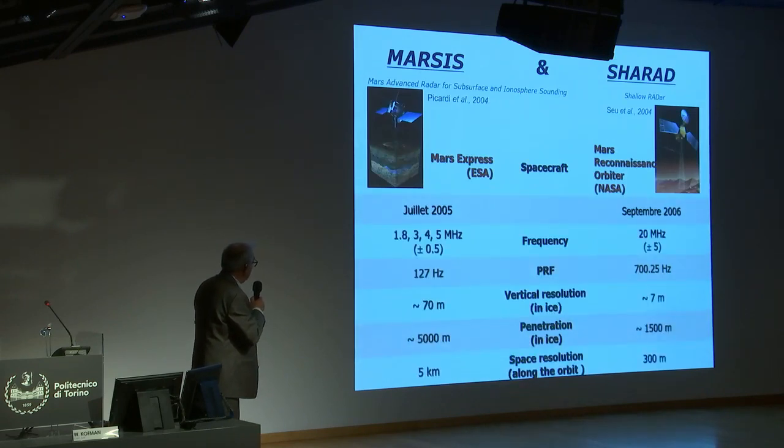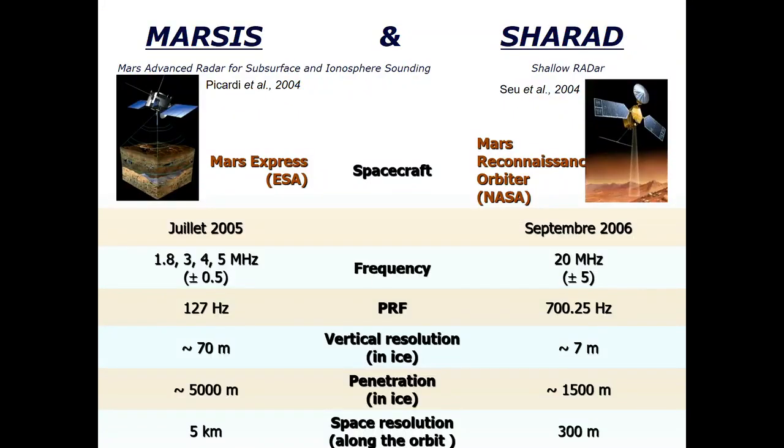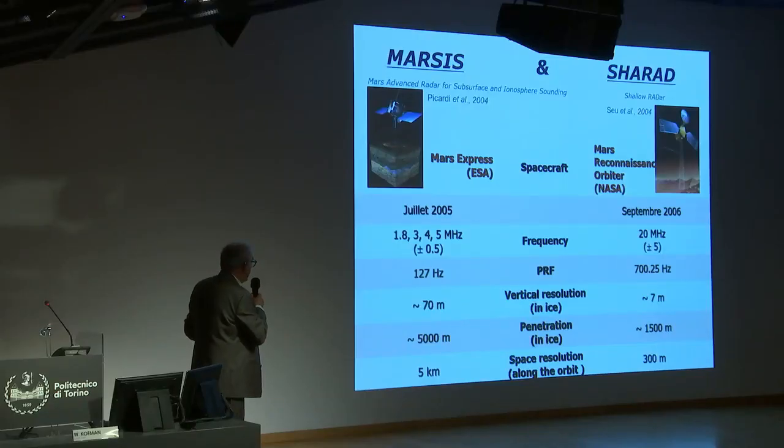Then let's go to MARSIS. I'm too long, probably. Okay, the essential difference between MARSIS and SHARAD is the frequency. MARSIS operates at frequencies from 2 to 5 megahertz, and SHARAD at 20 megahertz, which means that we have different space resolution, which is 7 meters for SHARAD and only 70 meters for MARSIS. But MARSIS has low frequency. We can penetrate up to about 5 kilometers, and with SHARAD only about 1.5 to 2 kilometers, which is a difference in what we want to study, of course.